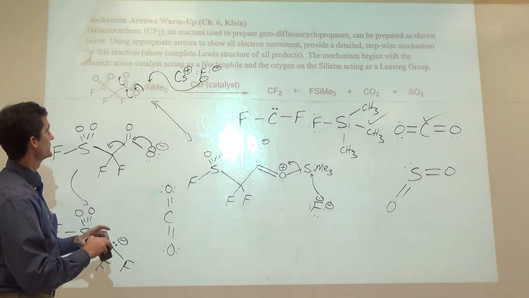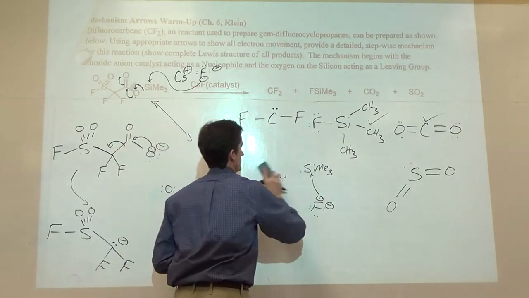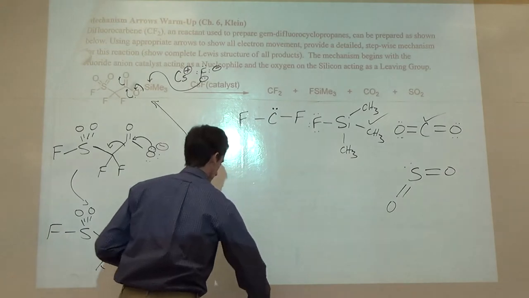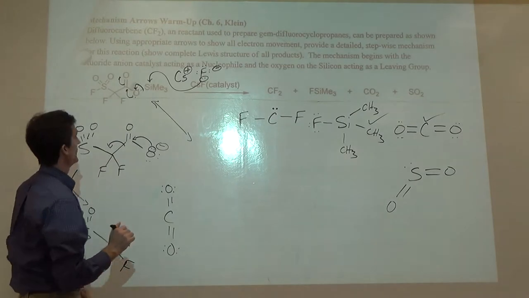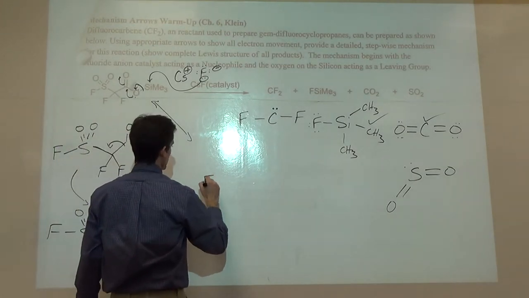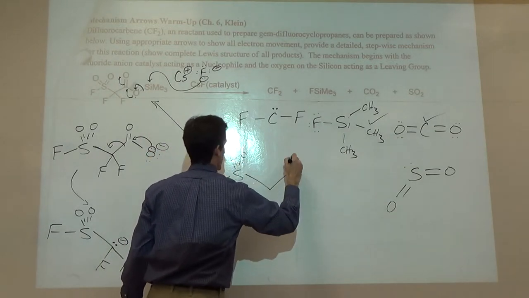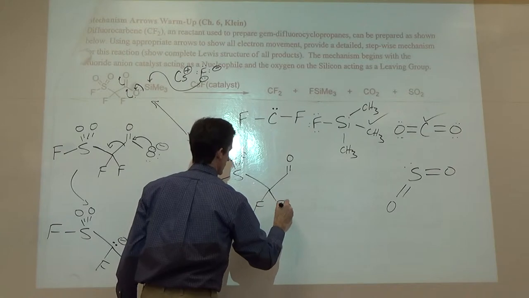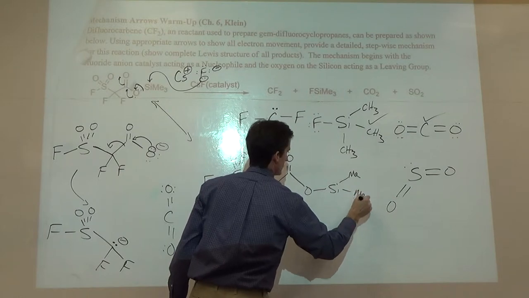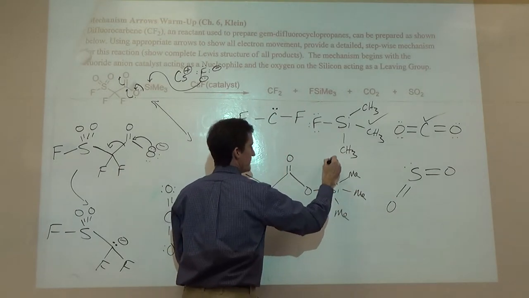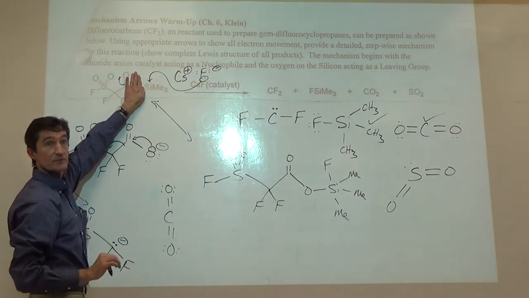Let me show you another consideration though. There's another way to do that. We could have also done this. We could have also just added the F minus to the silicon and not broken that bond. We could have formed a species that looked like methyl, methyl, methyl. We could just have an F bond in there, where just the F just bonds, nothing leaves.